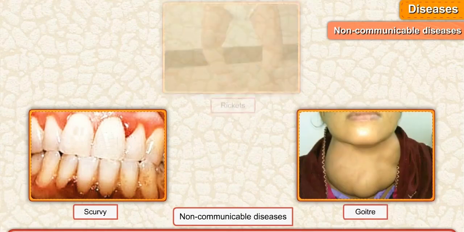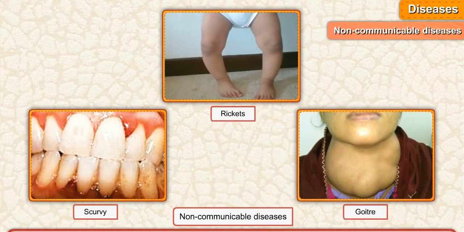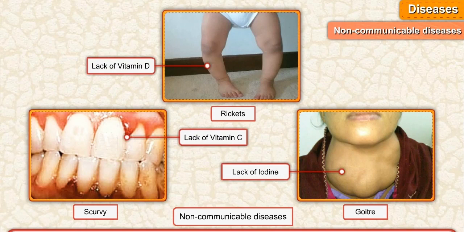Non-communicable diseases. The diseases that do not pass from one person to another are called non-communicable diseases. Some non-communicable diseases are caused due to lack of particular vitamins or minerals in the body. Such diseases are called deficiency diseases. Some deficiency diseases are shown in the figures here.